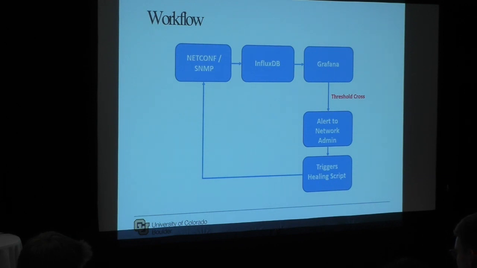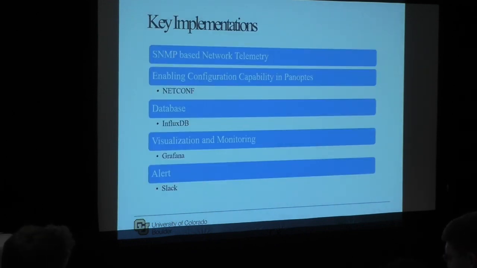When our CPU utilization crossed the limit, the Python program alerts the network admin, and at the same time it kicks in a healing script. I'll go into the details. For the key implementations, the healing script I'm talking about uses NETCONF for configuration. And why do we use NETCONF? NETCONF is a generic template, it's vendor neutral, that's why.